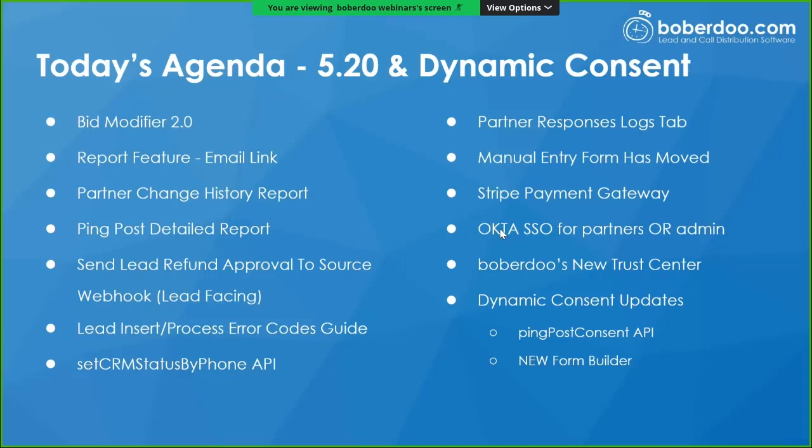Kind of finishing up things here, we have the Enacta integration for either admins or partners, depending on your use case. The SSO single sign-on would allow your partners or your admins to navigate between platforms without having to re-log in. We'll take a look at Boberdoo's Trust Center, and then finally ending with the dynamic consent update.